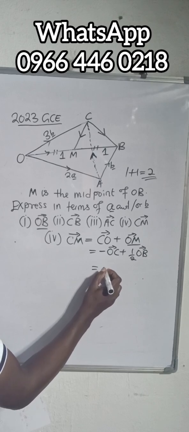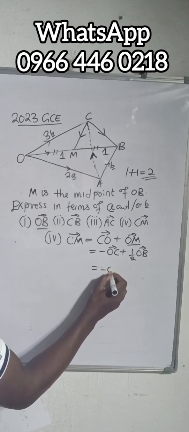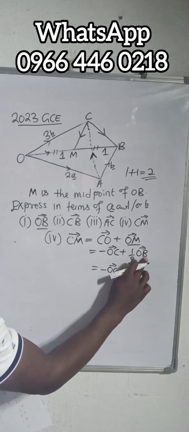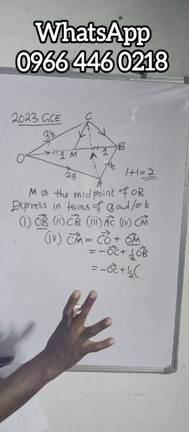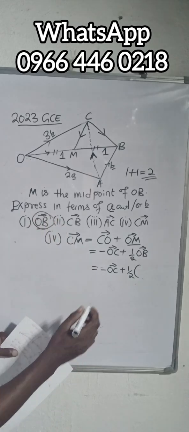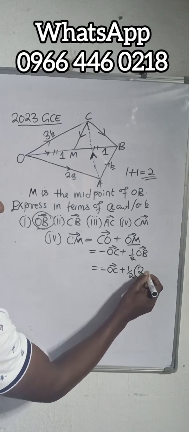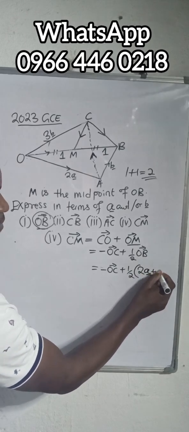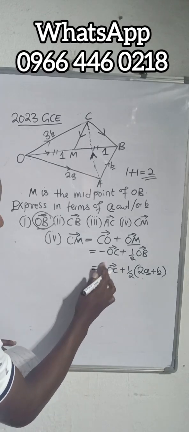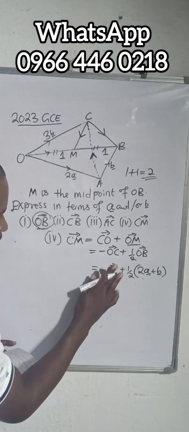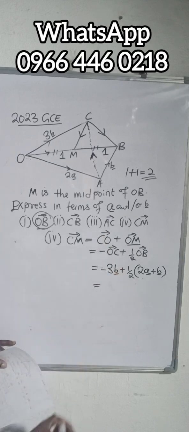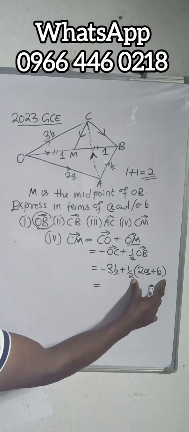Therefore, negative OC plus half of this vector. So remember, go back to the first answer. What was the answer there? It was 2 vector A plus vector B. Then from there, we know that OC is just negative 3 vector B. So now we can expand this part.